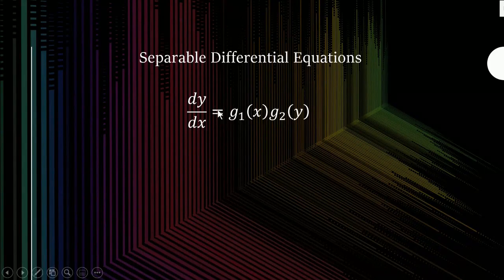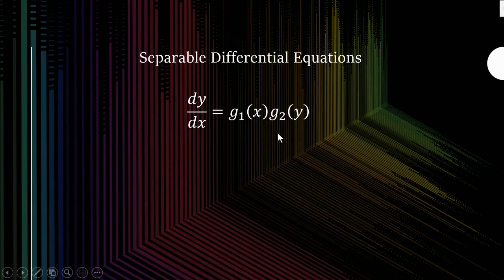A first order differential equation is called separable when it can be expressed in this way. In the left side, we have the derivative of y with respect to x. In the right side, we have a multiplication of two expressions where the first factor depends on x and the second factor depends only on y.